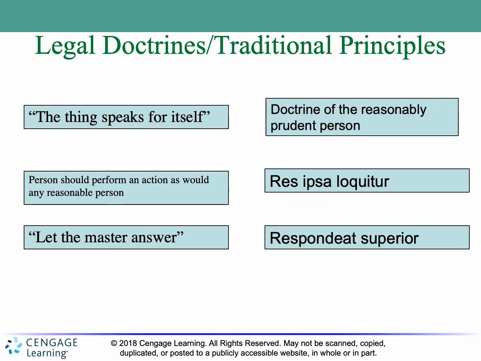One last slide, just going over some legal doctrines and traditional principles. Which phrase on the right do you think translates into the thing speaks for itself? The thing speaks for itself. That would be res ipsa loquitur. Next one says, person should perform an action as would any reasonable person. What do you think? Doctrine or some Latin mumbo jumbo? That is the doctrine of the reasonably prudent person. And then lastly, let the master answer is respondeat superior.